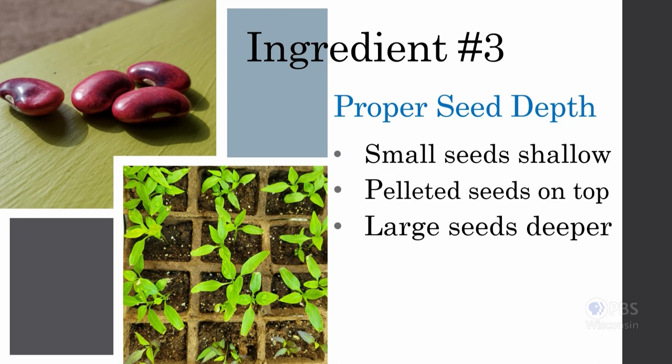Ingredient 3, the depth, we talked about a little bit. This is the least critical of the four, but it's still worth paying attention to. If you're going to err, err shallow. If you're not sure, plant it shallower. Generally, the bigger the seed, the deeper it can go, because the bigger the seed, the larger the endosperm, so it has more energy. Smaller seeds have less energy.